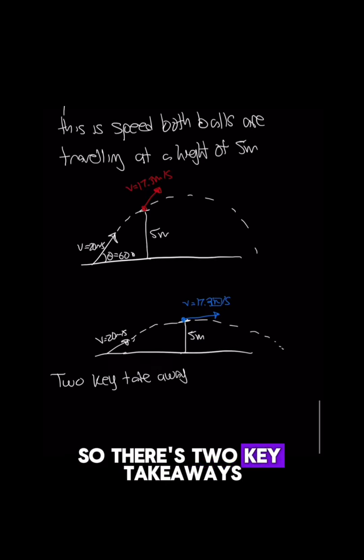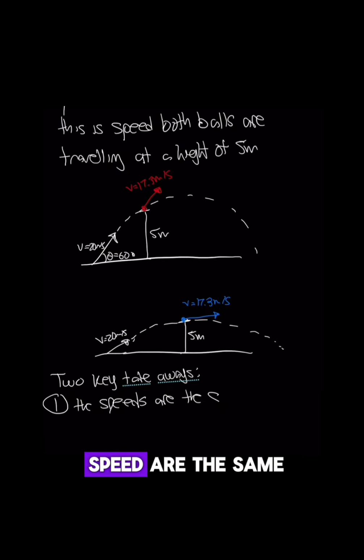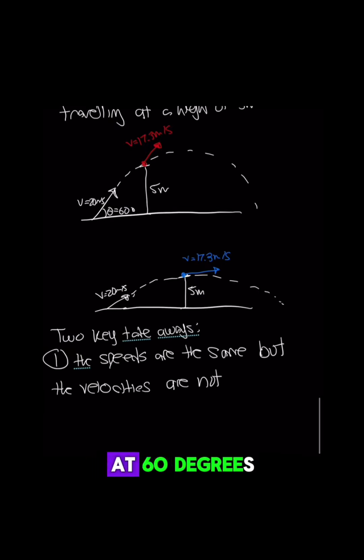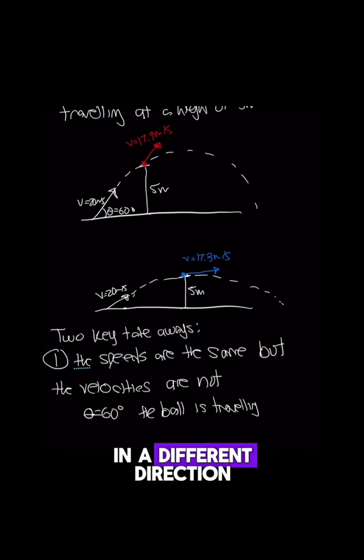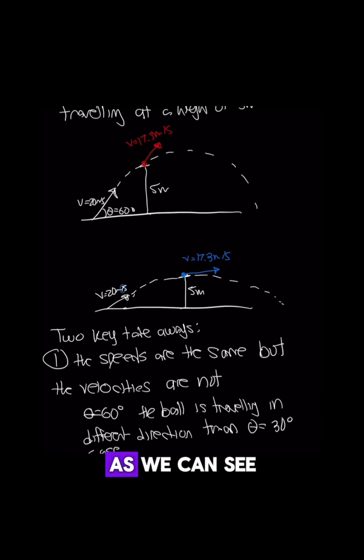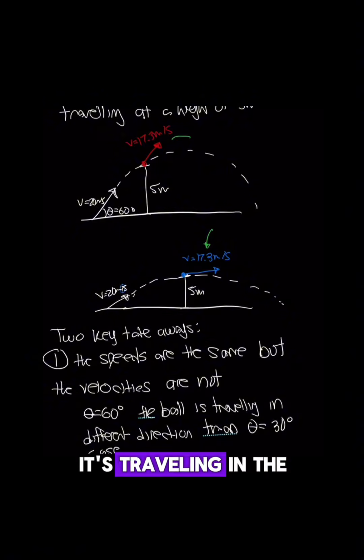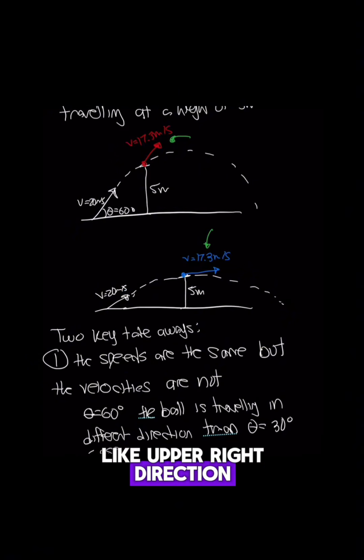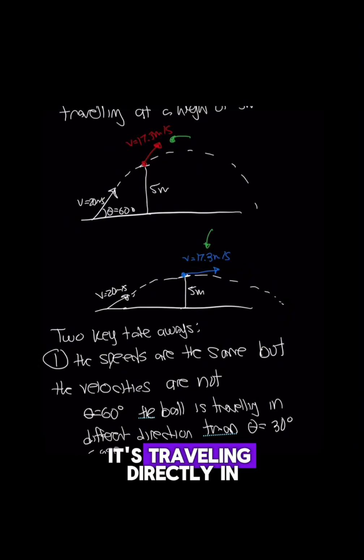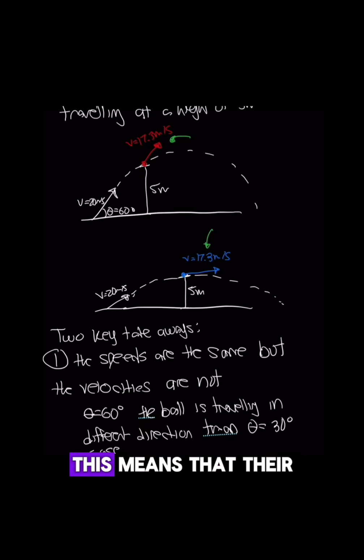So there's two key takeaways. First thing is the speeds are the same, but the velocities are not. At 60 degrees, the ball is traveling in a different direction than in the 30-degree case. As we can see here, in the 60-degree case, it's traveling in the upper right direction, and in the 30-degree case, it's traveling directly in the horizontal. This means that their velocities are different, but their speeds are the same.